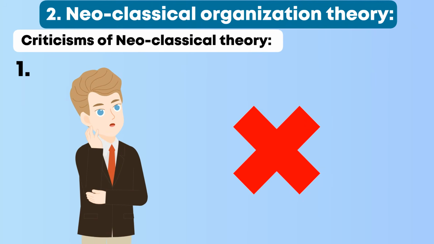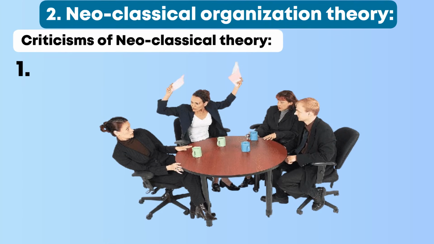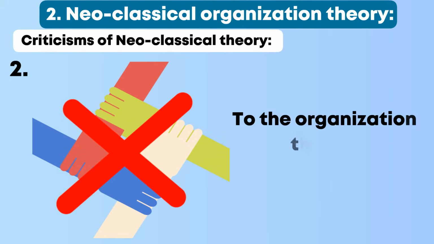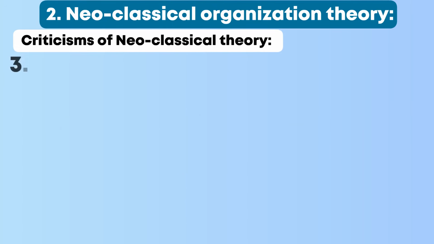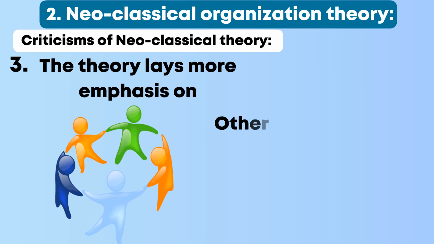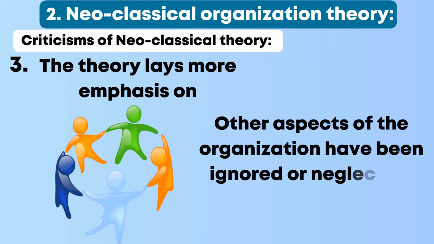Certain assumptions are not true and as a result, there are conflicts in the interest of various groups in the organization. 2. It lacks a unified approach to the organization theory. 3. The theory lays more emphasis on the human aspect and other aspects of the organization have been ignored or neglected.